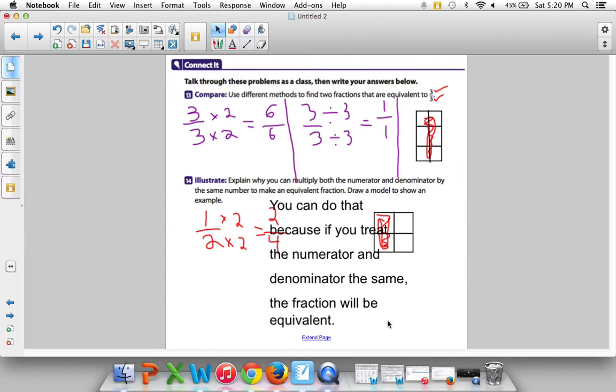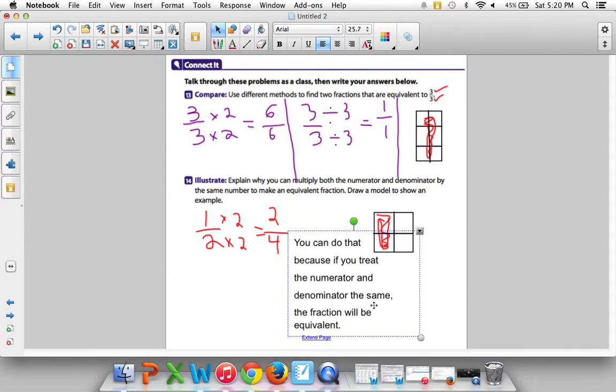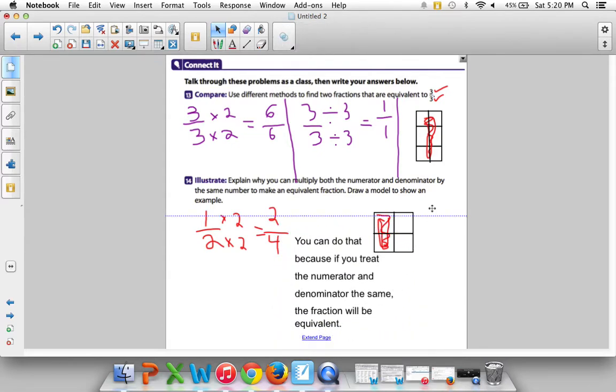Let me shrink that down a little bit so you can see everything a little easier. So hopefully you're beginning to see, if you multiply the same thing on the top and the bottom, you'll get a new fraction, and you can see it in picture form as well. And you can do that because as long as you treat the top and bottom the same, it'll make an equivalent fraction. That's all good.